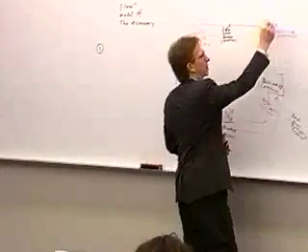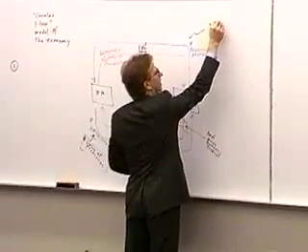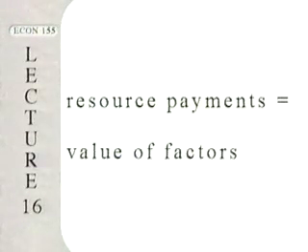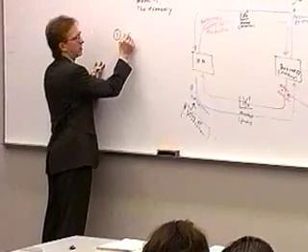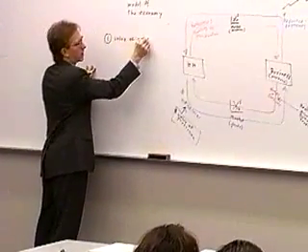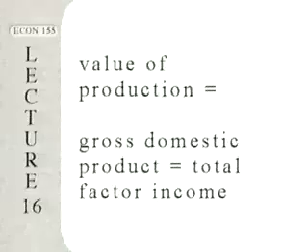This flow of dollars up here, I would call total income of factors of production. And so the lesson that we want to see here is what? The value of production equals gross domestic product equals total factor income.